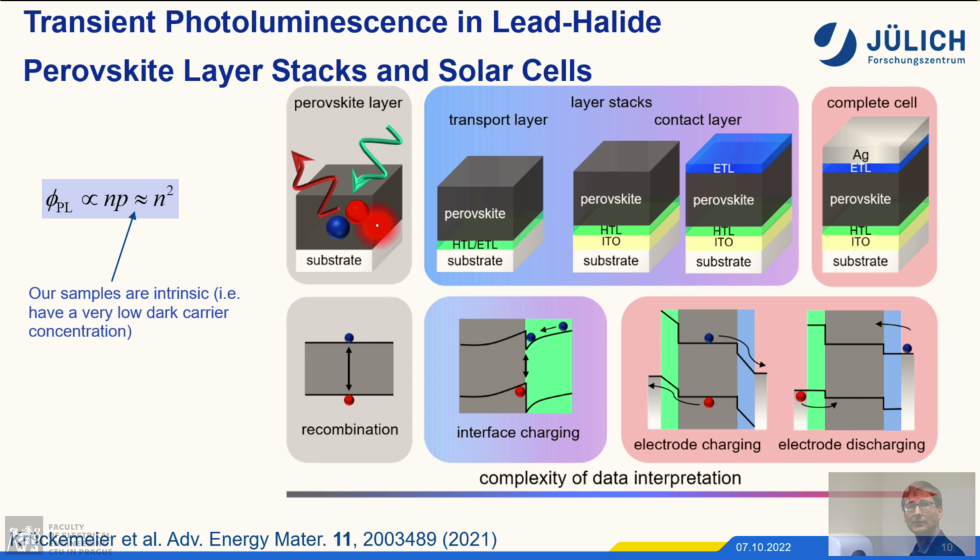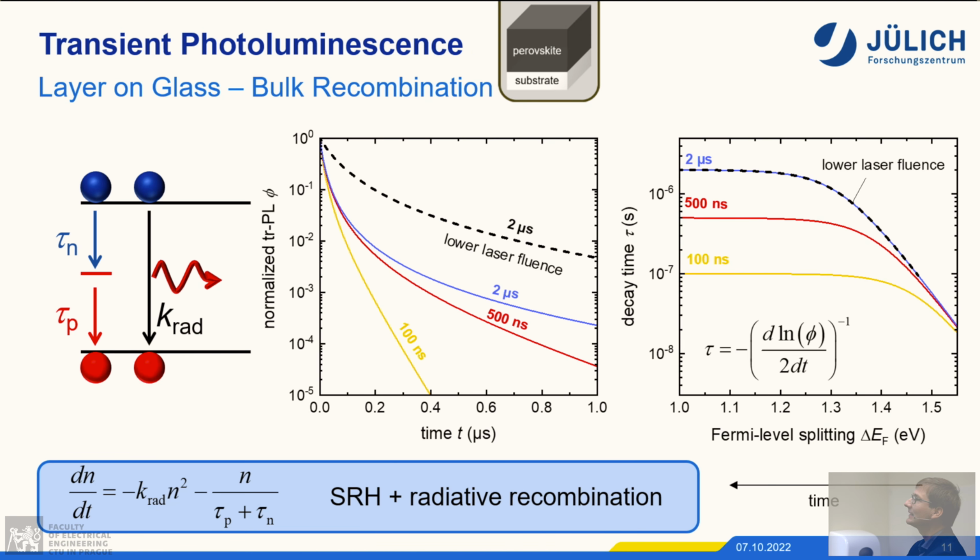You can do this on films with 1 contact, with 2 contacts, or 2 transport layers, and complete devices that have 1 metallic contact and 1 ITO on the other side. Yeah? So from left to right, it gets more and more complicated, because more and more things are happening. But it's exactly these things that make it complicated that you need to understand in order not to plot completely strange lifetimes. Okay, let's start with the simplest case, which would be a film on glass. Yeah? And here you typically have 2 types of recombination mechanisms that are particularly important.